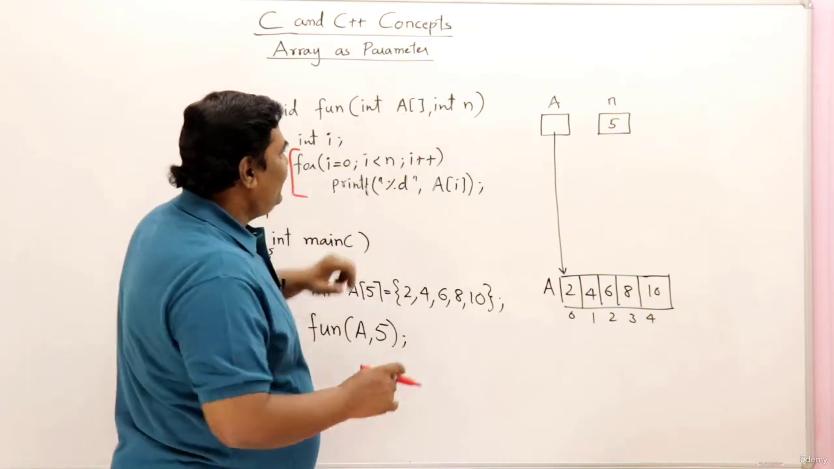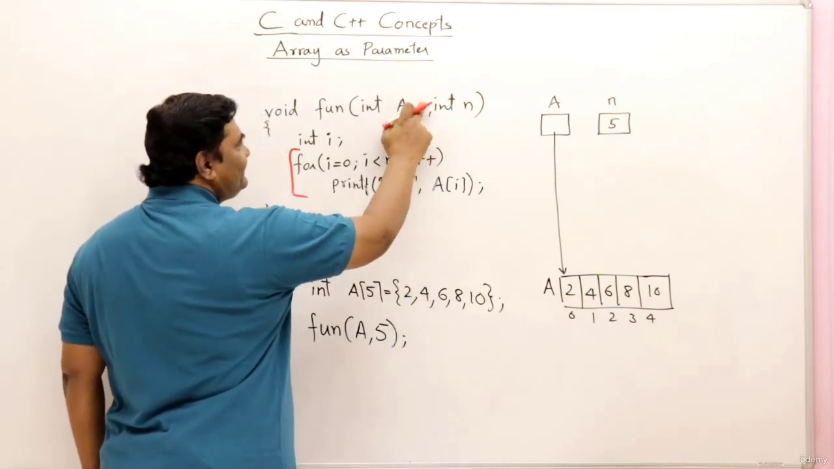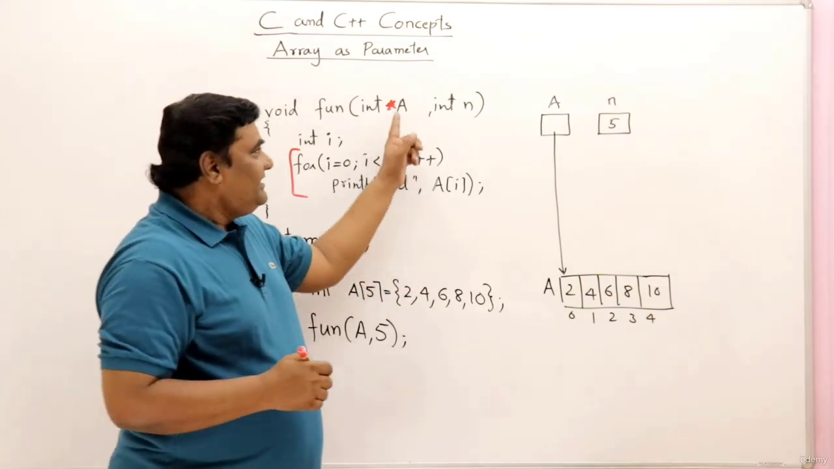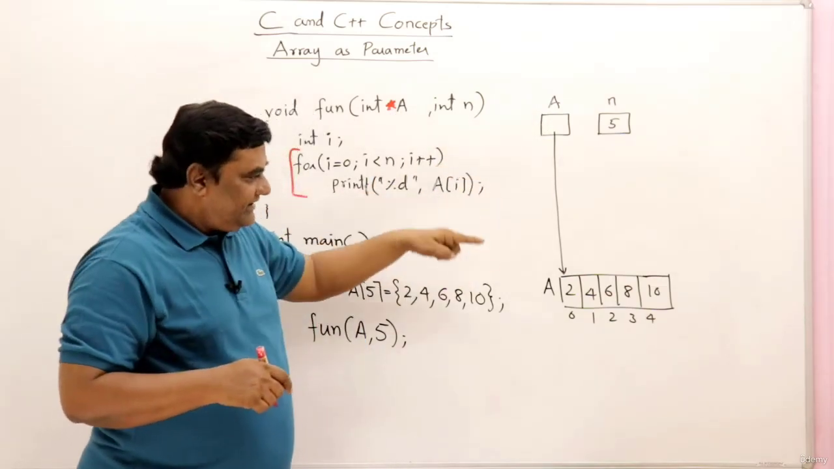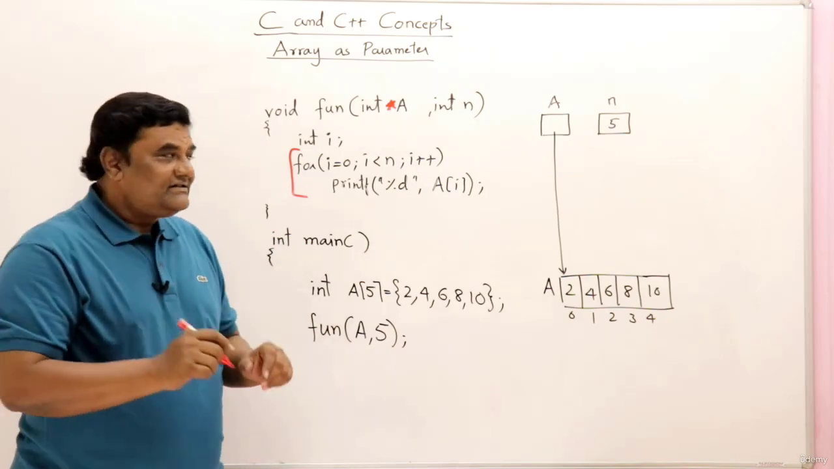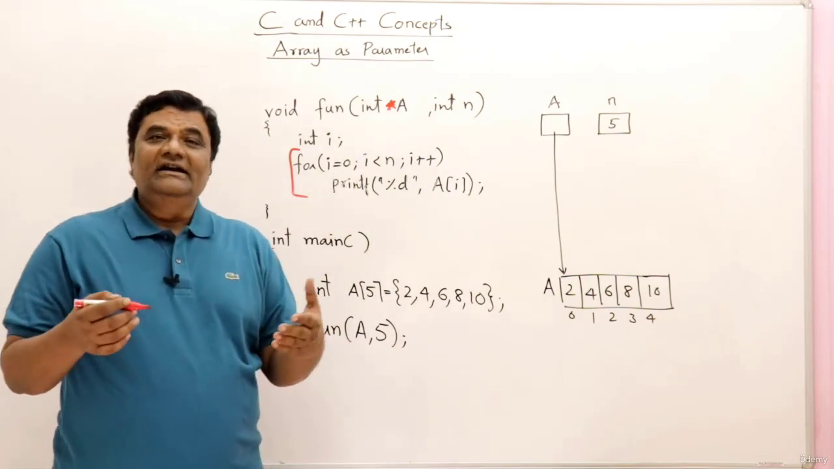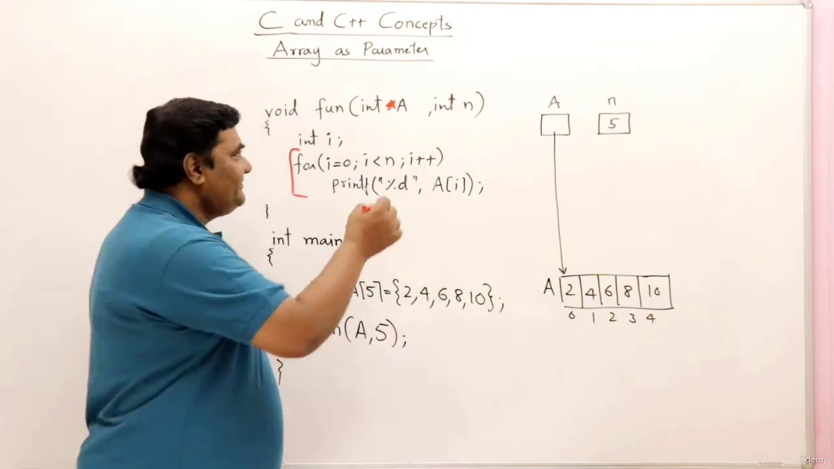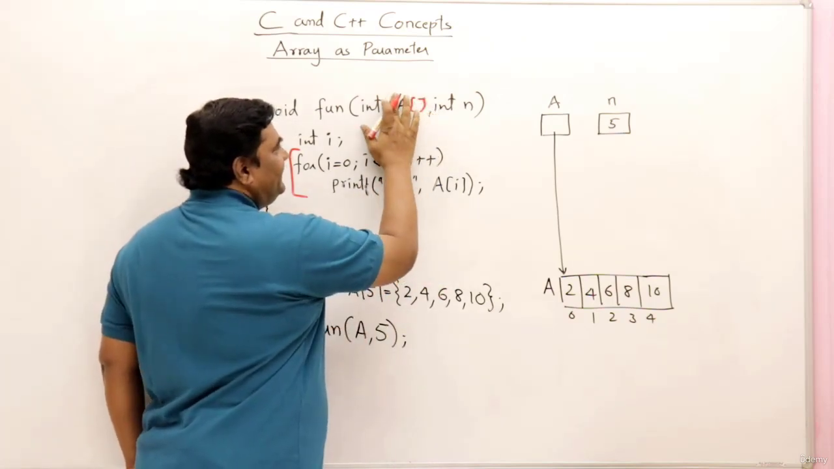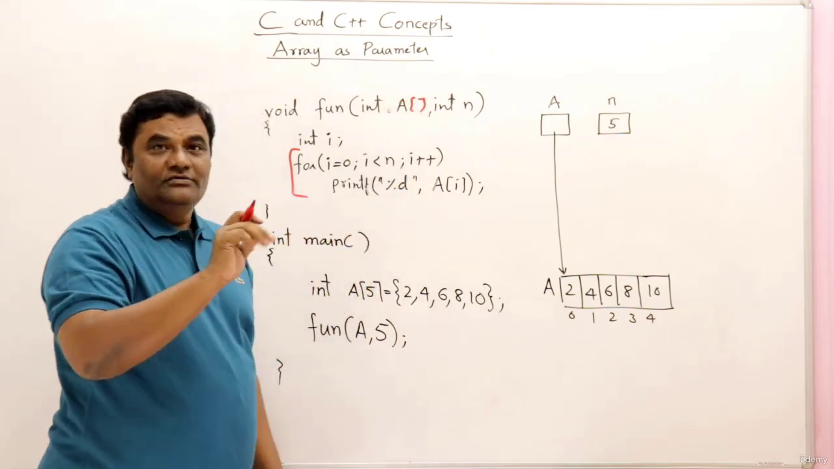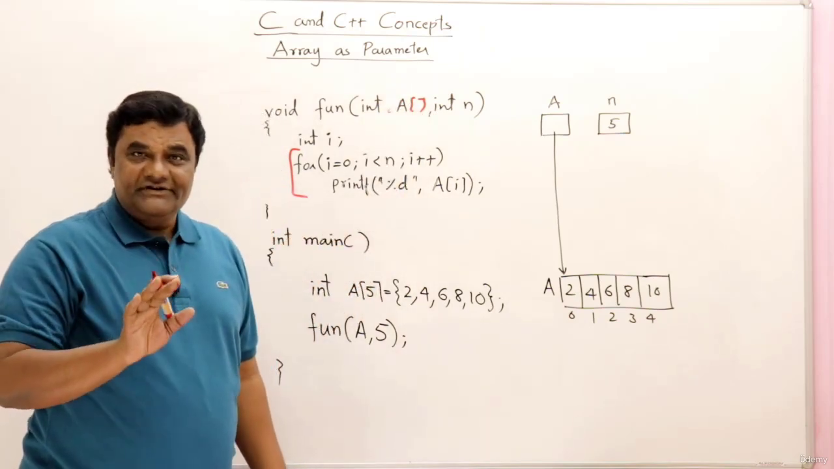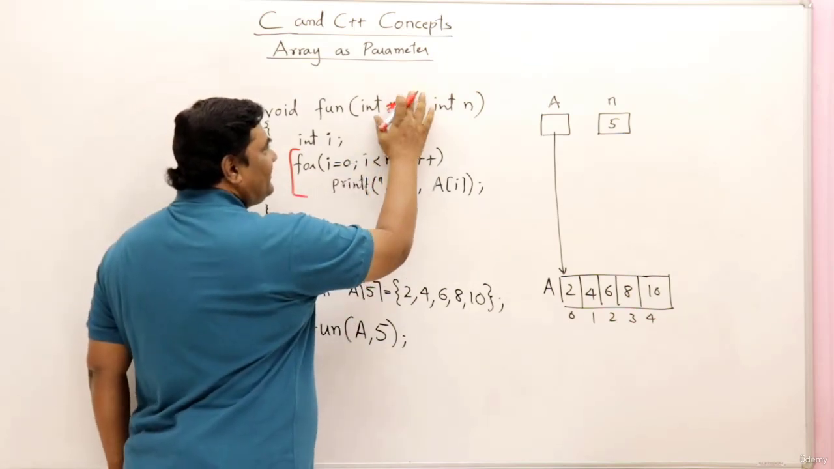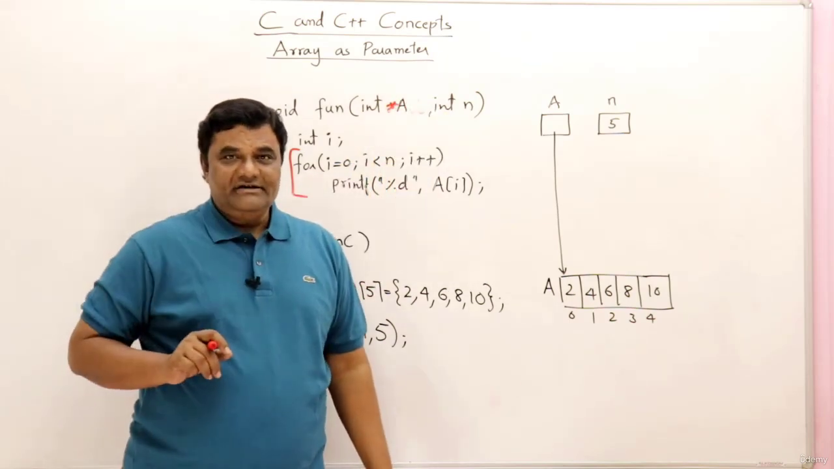Next thing, instead of writing brackets, even I can write star here. So this will be an integer pointer, and that pointer will be pointing to an array. See, the difference is this pointer can point on any integer and even it can point on an array. But if you were using brackets like this, then it means it's a pointer to array only. So when you want to be specific with arrays, then better use this one. And writing asterisk is a general method. This is array as parameter.